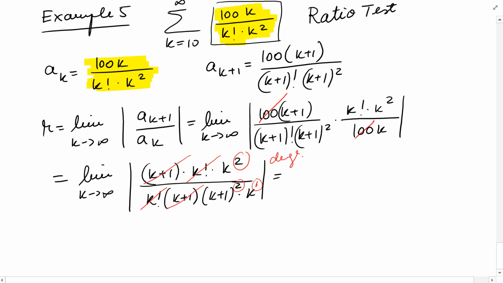So degree 2 and then degree 3, which means when we calculate the limit of two polynomials where the numerator degree is less than the denominator degree, we end up with 0. Because this is less than 1, the series converges by the ratio test.